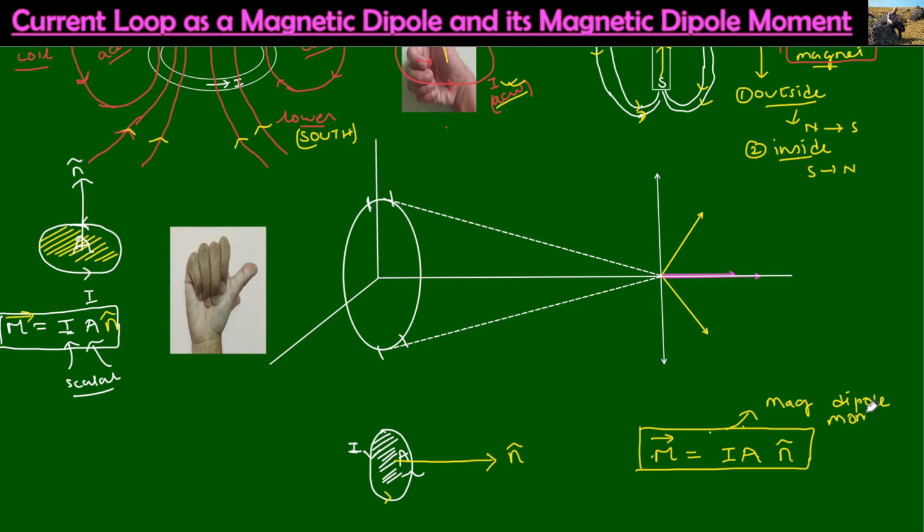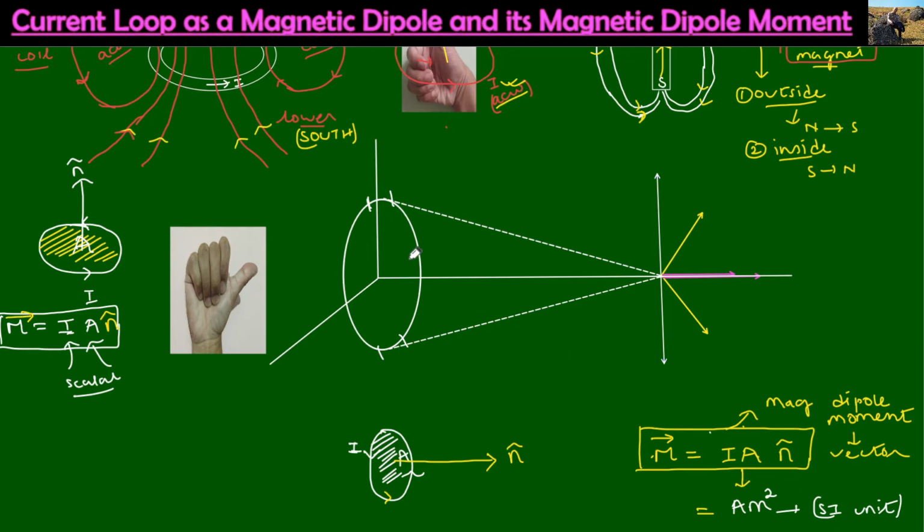And remember that this magnetic dipole moment is a vector quantity. Also, regarding the unit of the magnetic moment, we know that the SI unit of current is ampere, and the SI unit of area is meter square. So the product will be the SI unit of the magnetic moment.